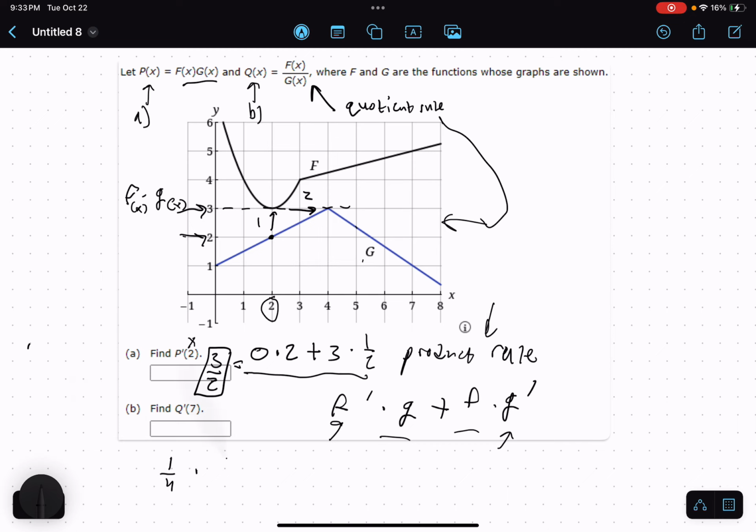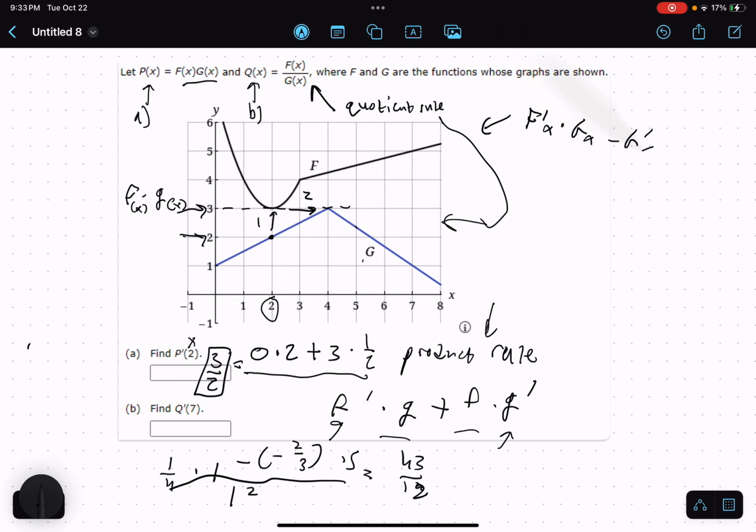So for 1/4 times 1, negative 2/3. You should get 43 over 12. And if you're wondering about the formula for the quotient rule, this is the formula. It's f prime times g minus g prime times f over g squared.